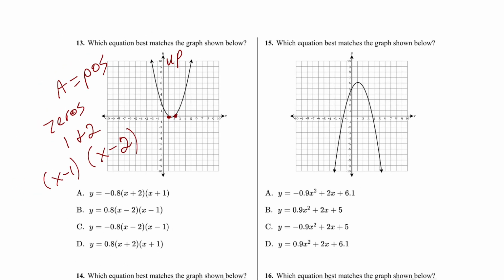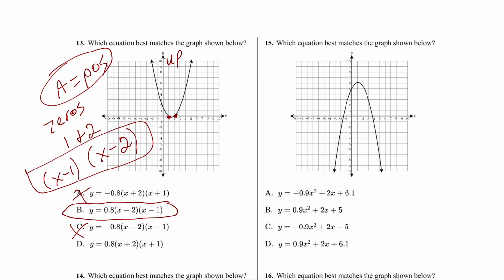So if I look at my answer choices, which one has a positive a value? Not this one, not this one. And which one has these factors? That answer would be B.